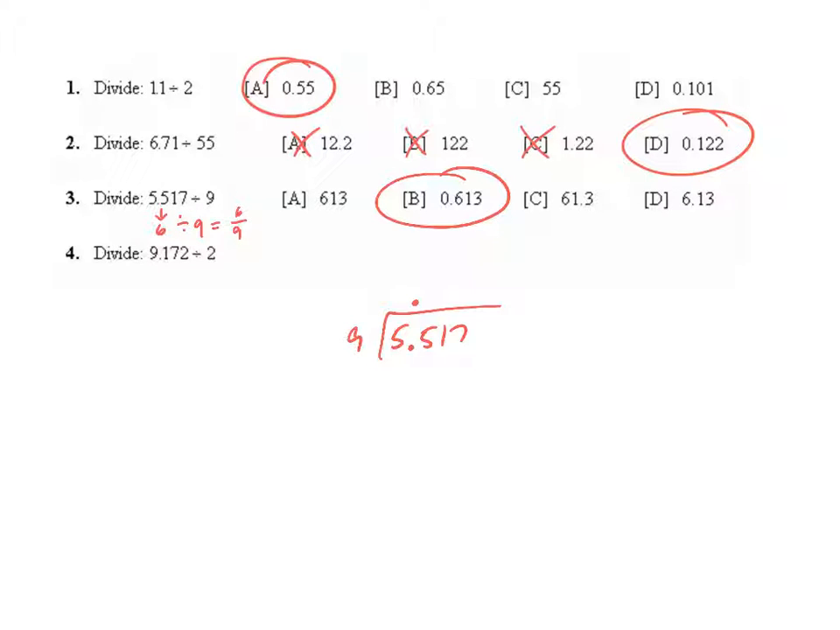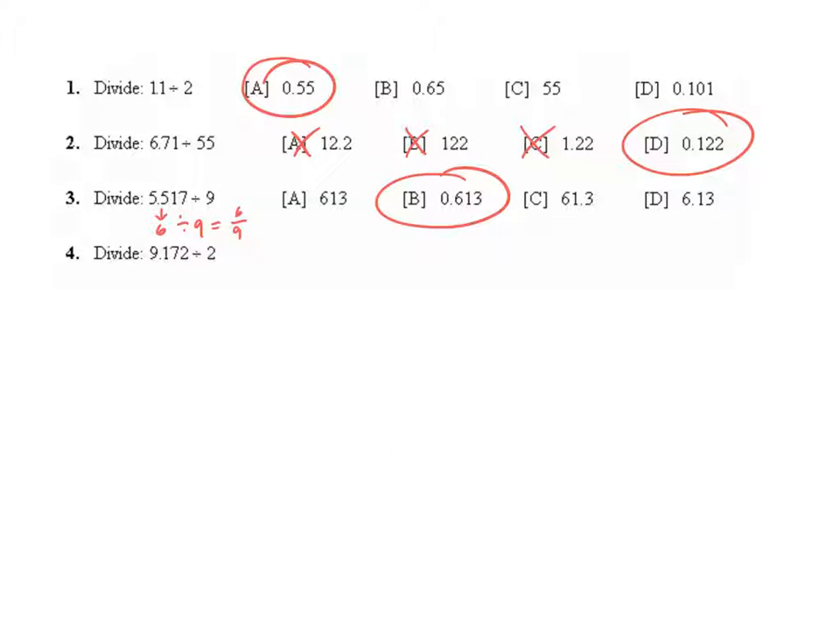So bring the decimal point up to the correct place value. Go ahead and divide just like normal, thinking this was 5,517 divided by 9. 9 goes into 55 6 times. 9 goes into 11 once. And then 9 goes into 27 3 times. So as you can see, it is 613 thousandths.